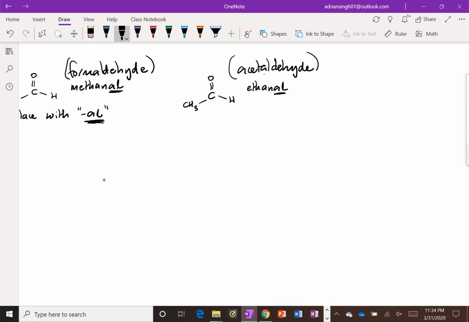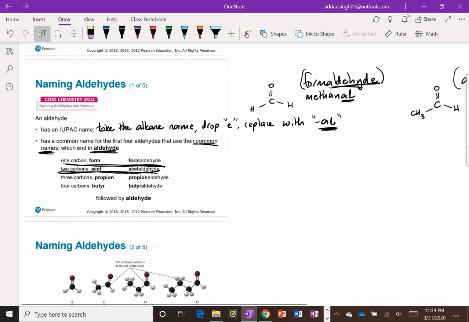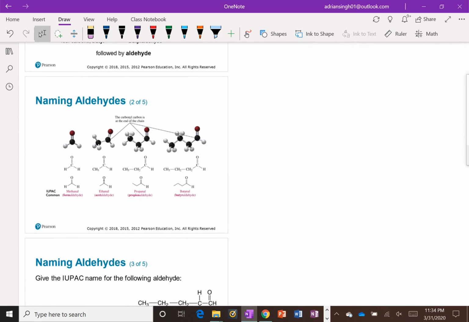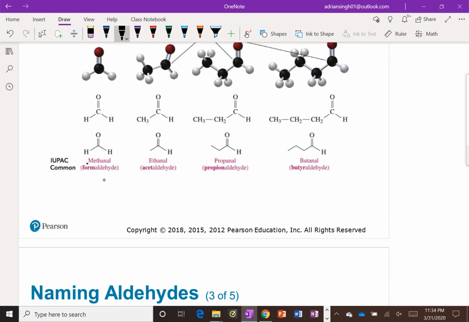Right, so the common names end in aldehyde. The IUPAC names end in AL. And we're going to preferentially use the IUPAC name because that's the systematic way to name our substances. All right, so we saw methanal, a 1-carbon aldehyde, ethanal, a 2-carbon aldehyde, and we can keep going. Propanal would be 3 carbons, 1, 2, and 3, and then butanal would be 4 carbons, 1, 2, 3, 4.